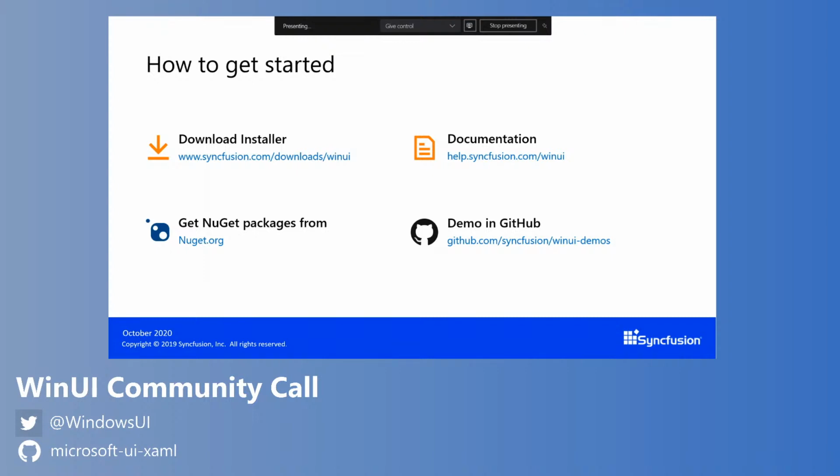So next question might be how to use our controls in your application. You can download the WinUI setup and install it. Once you have installed, you can just open the Syncfusion WinUI control panel and explore and run the demos. NuGets for running the demos will be pre-configured in Visual Studio when you are installing the setup.